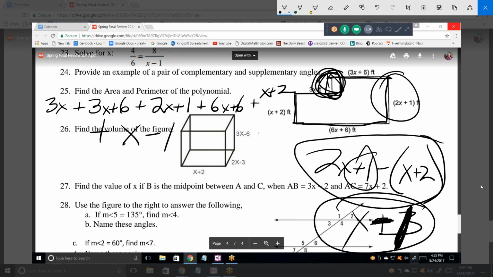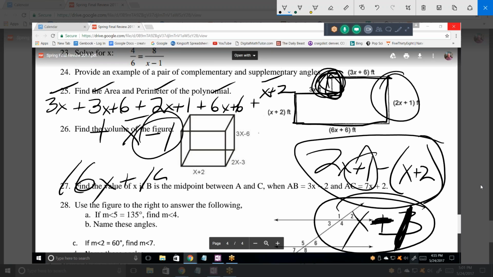Combine everything. How many x's do we have? We have 3 plus 3 plus 2 plus 6. That's 14. Plus 1 plus 1. That's 16. How many numbers do we have? We have 6, 7, 8, 15. Don't forget this minus 1. No, 14. There's your perimeter.